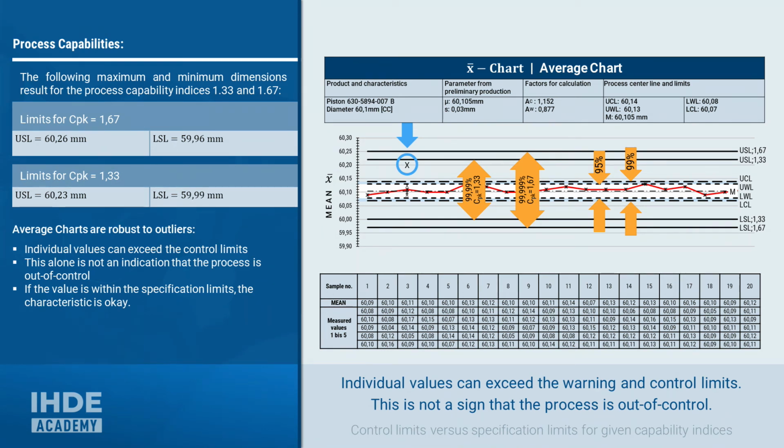A single measured value can exceed the control limits. This alone is not an indication of an out-of-control process. If the measurement is within the specification, then the measurement is okay. Only when the mean of a sample is outside the control limits is this an indication of a process that may be out of control. Such an average chart is therefore more robust against outliers than a chart for individual values.